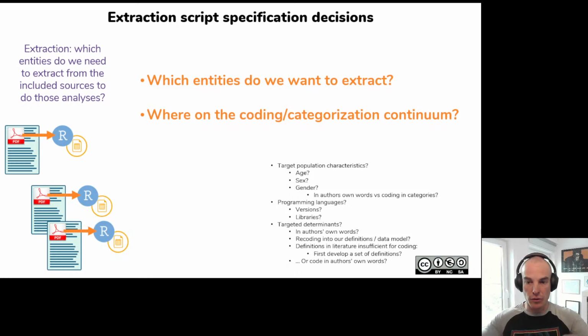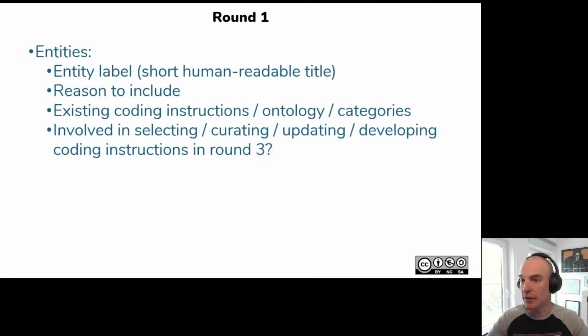So those are the kinds of considerations, kinds of decisions we'll need to take now. So basically the core 2 decisions are which entities do we want to extract and where do we extract them on the so-called coding categorization continuum. With on one extreme coding, basically we just extract things in the author's own words. And then we commit to, at a later stage, coding it like qualitative data to categorize it afterwards. Or we just categorize in advance, which is the easiest choice if there is a clear existing kind of taxonomy, ontology, set of categories. But if that doesn't exist yet, that means you have to develop it before you can do the categorization. So these are basically hard choices that you have to do with any systematic review, of course.